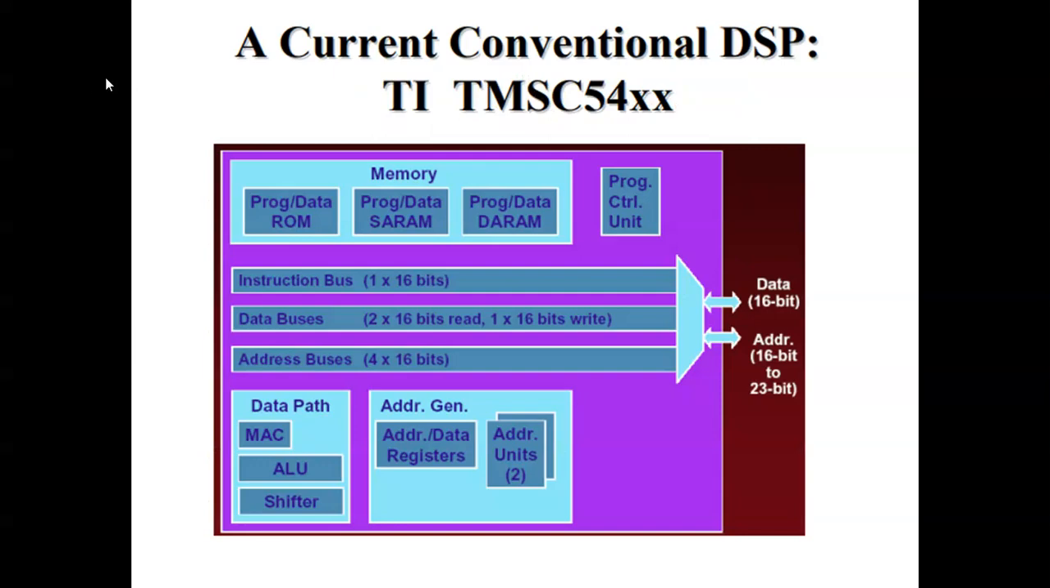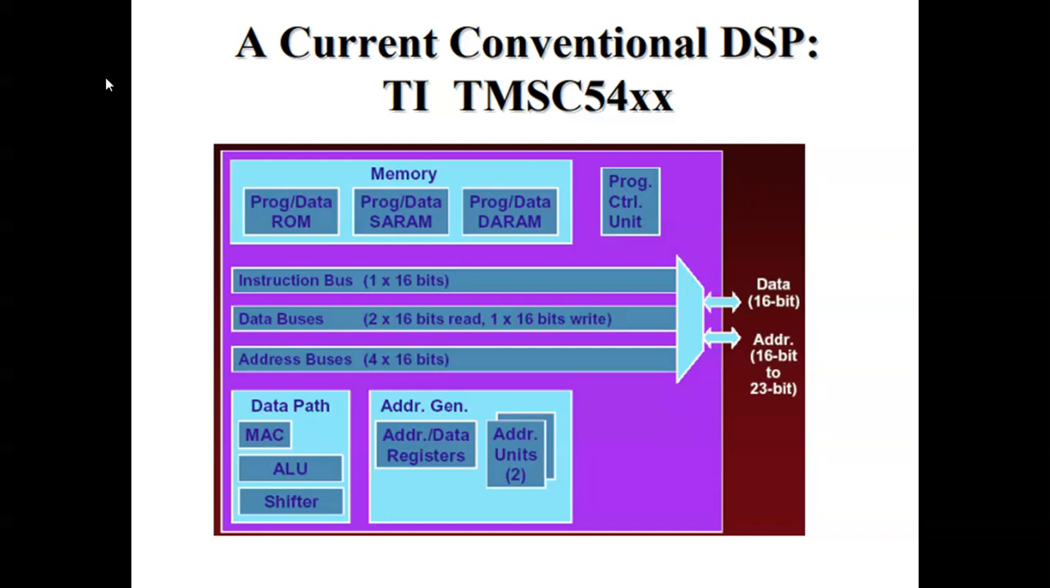So, a current conventional DSP block diagram. For the TMS320C54XX, the memory has program and data ROM, program and data SARAM, and program and data DARAM. Then there are the instruction bus, data bus and address bus: 1 times 16 bits, 2 times 16-bit read, and 4 times 16-bit. So these are the buses they have. The data bus is 16 bit and the address bus is 16 to 23 bit.